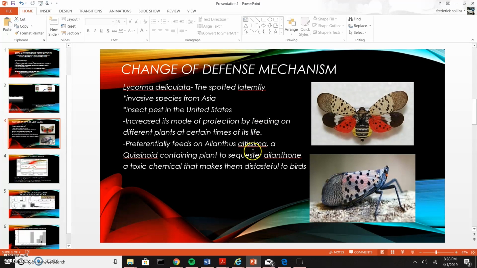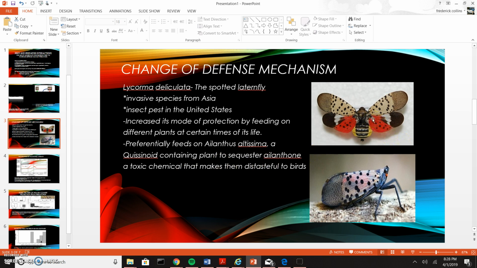Folks, it's not a Nissan Altima, it's Ailanthus altissima. And this particular plant has quassinoids containing a chemical called ailanthone, which is very toxic. But these insects are able to feed on it, and that confers a lot of protection to them, and it prevents predators from feeding on them.